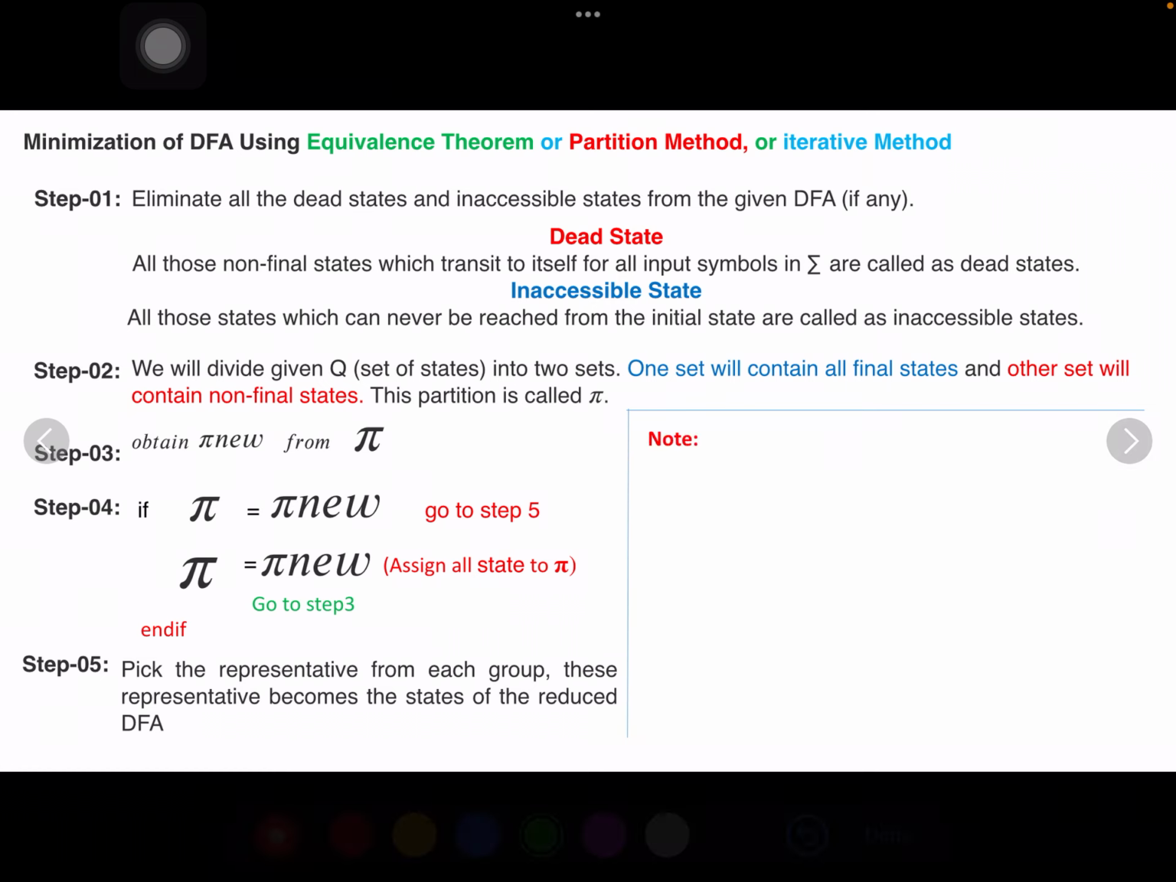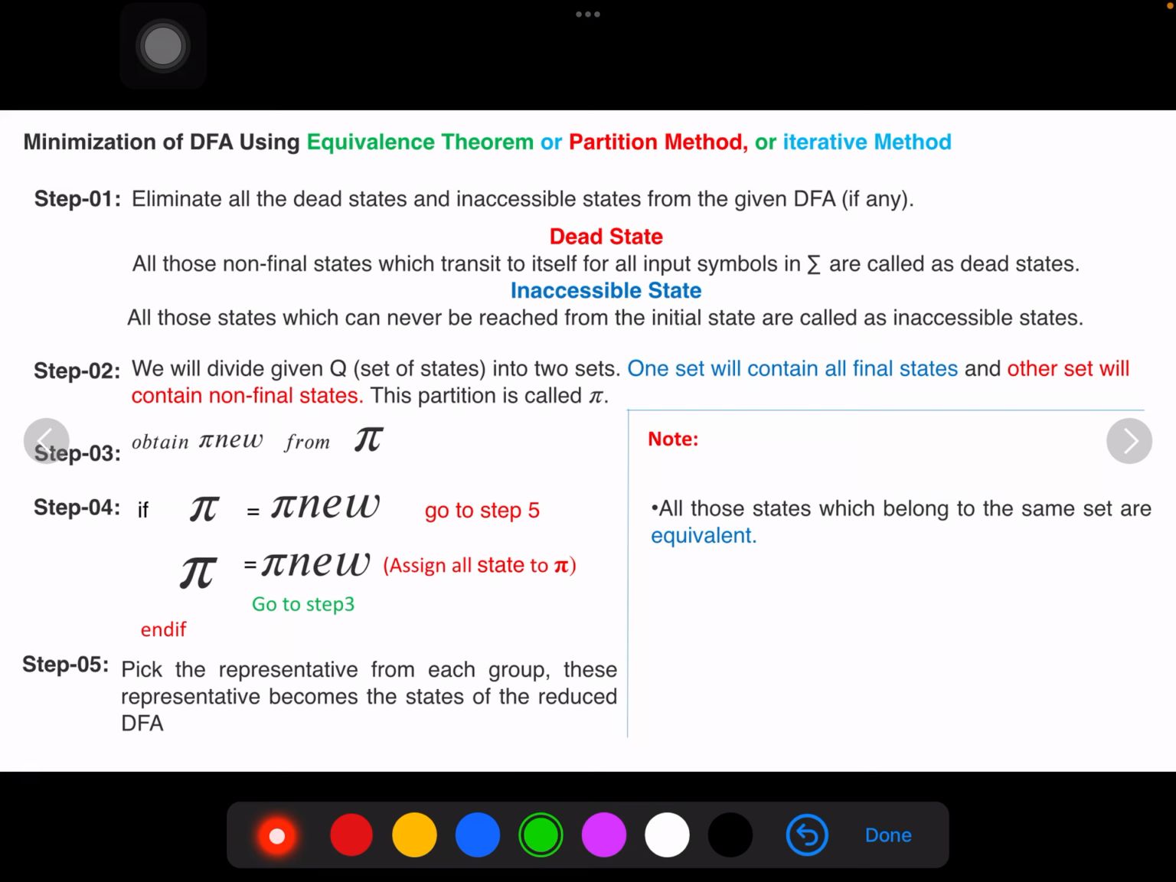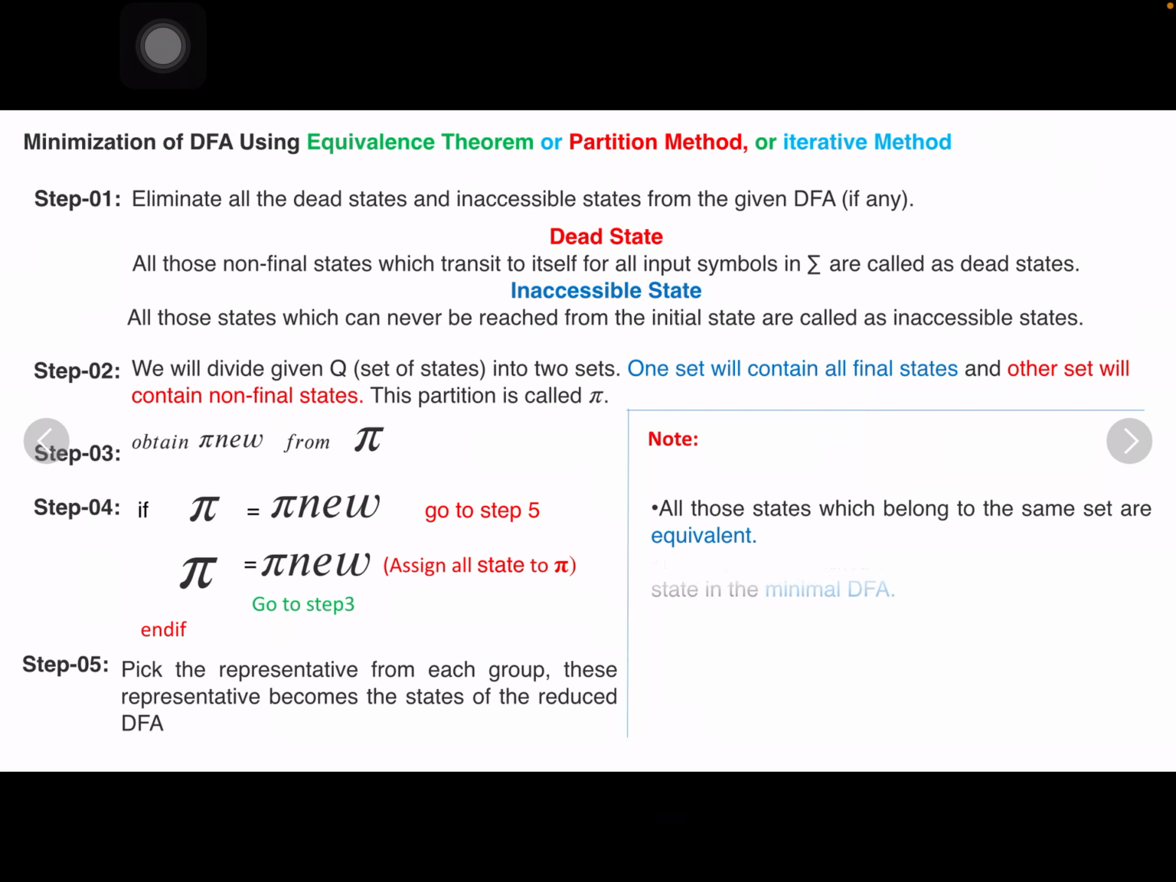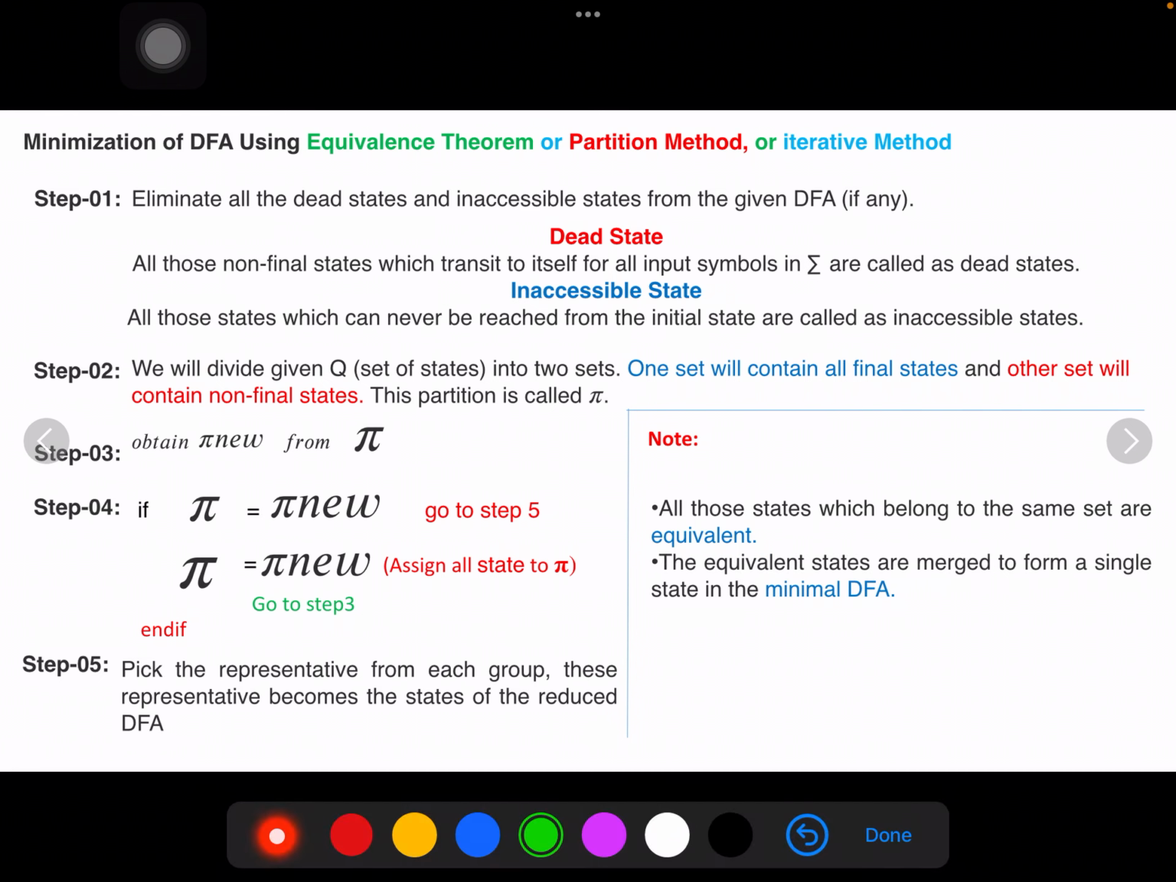There is one note. All those states which belong to the same set are equivalent. Suppose two states belong to the same group, then both are equivalent, so you cannot make them separate. You merge them. These equivalent states must form a single state in the minimal DFA.